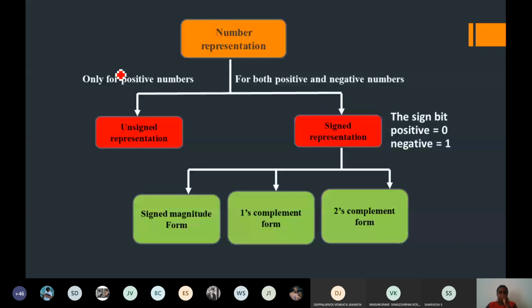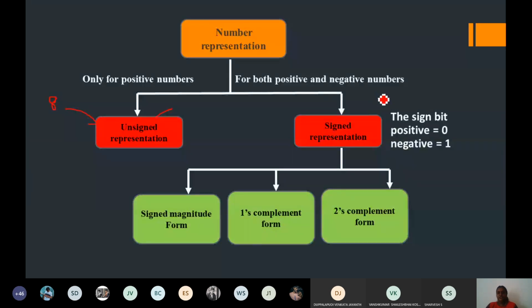So now coming into this signed number, how can I find out the representation of a number? Only for positive numbers, it is okay if you are going to deal with the unsigned representation. If your number is going to be 8, by default it is a positive number only. So it can come under unsigned representation.